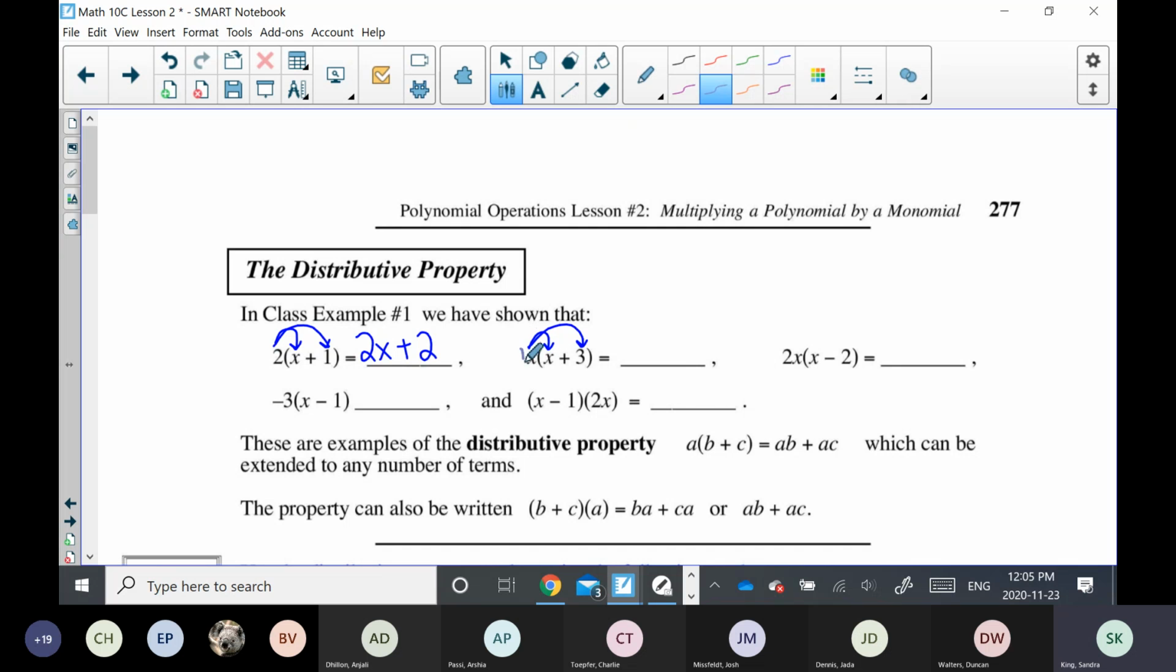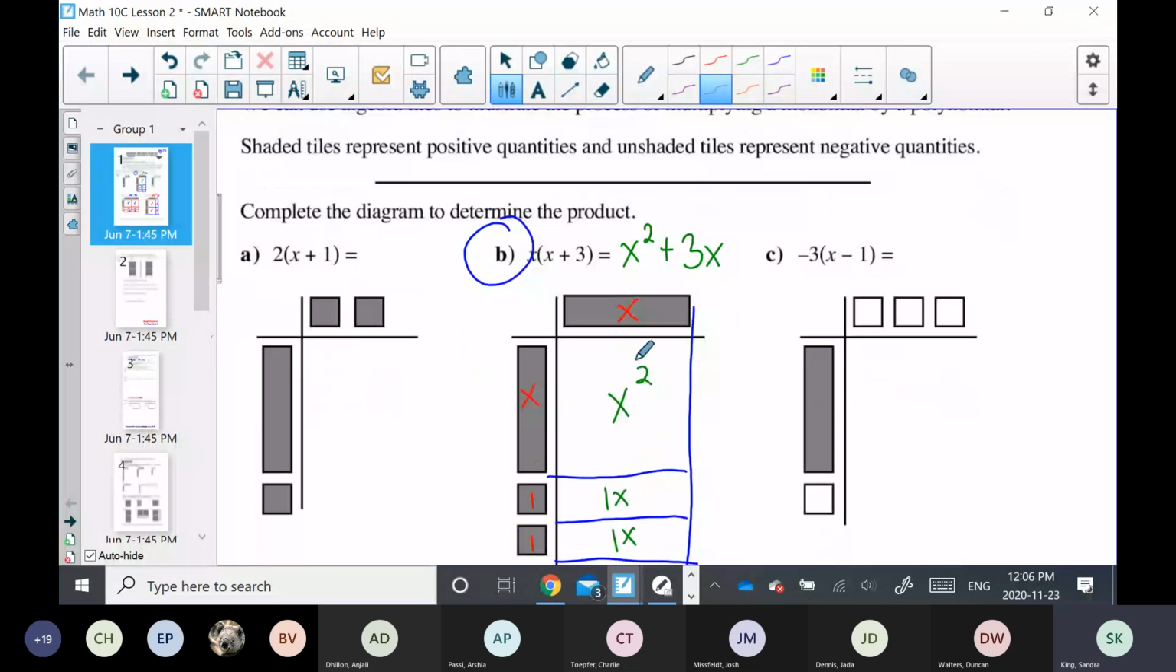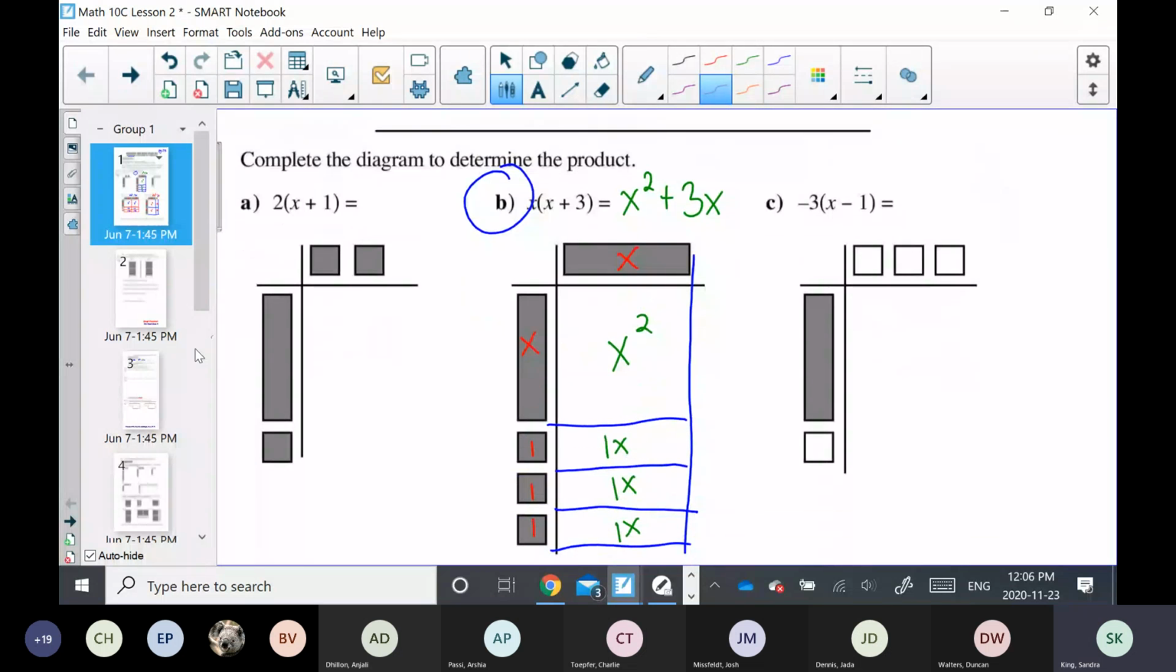I like putting my invisible ones in because then I'm going to say, okay, 1 times 1 is 1, and x times x is x squared. 1 times 3 is 3, and we have an x. And if you compare that to the area of the algebra tiles that we did, let's see if we got 1x squared plus this. So if I go back here, that's exactly what we had. We had 1x squared plus we had 3 x's.